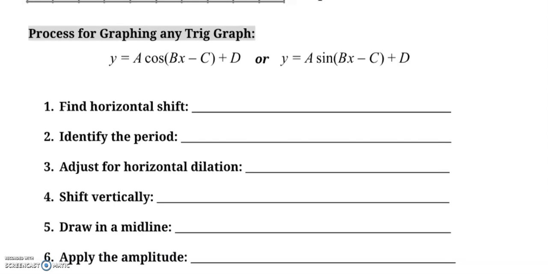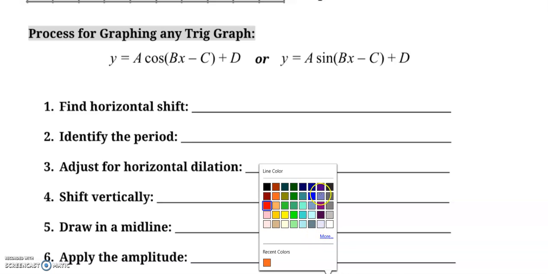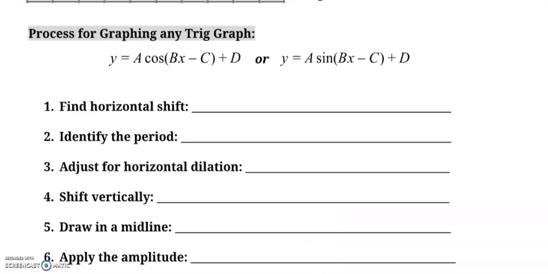To review our process for graphing any trig function, it might seem like a lot of steps, but you don't always have to do all 6 of these steps. And if you're the kind of person that likes an equation, I'm going to reference some different locations in the sine or cosine equation to help you identify which number does what.